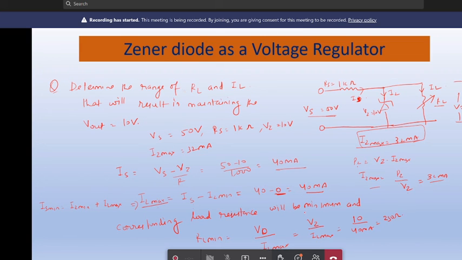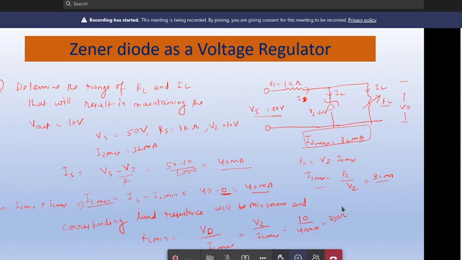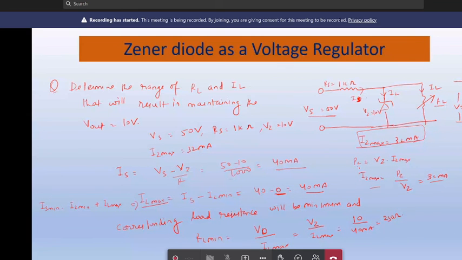The corresponding load resistance will be RL min, VO upon IL max. So you will get VZ upon IL max, that is 10 upon 40 milliampere, so that will be 250 ohm. Another question was to find PZ, the power dissipation. That is VZ into IZ max. IZ max is given and VZ is given, so you can calculate this PZ, right? Is this clear? Is the question clear?